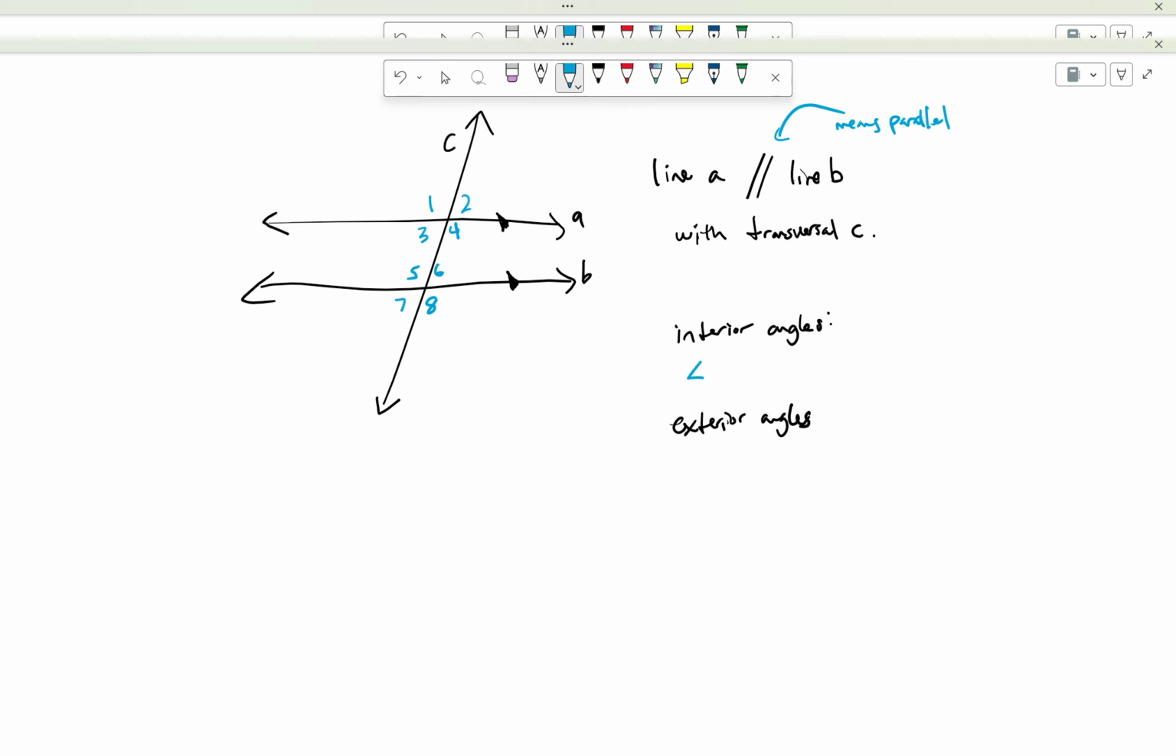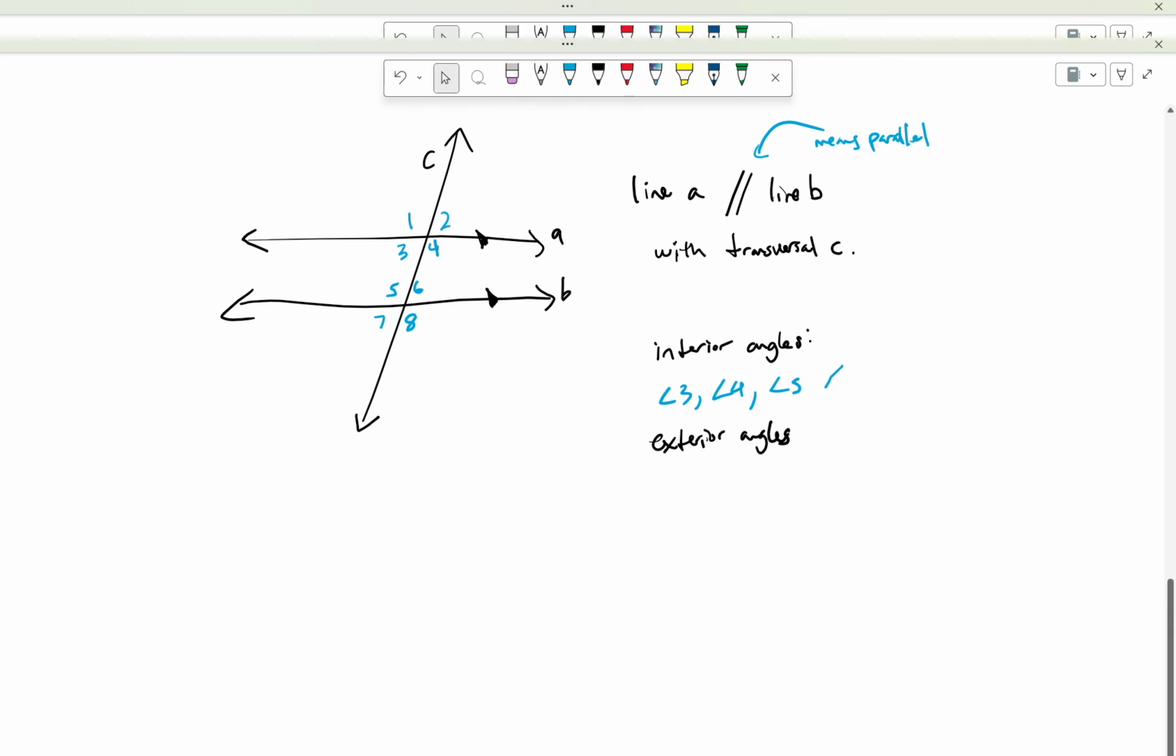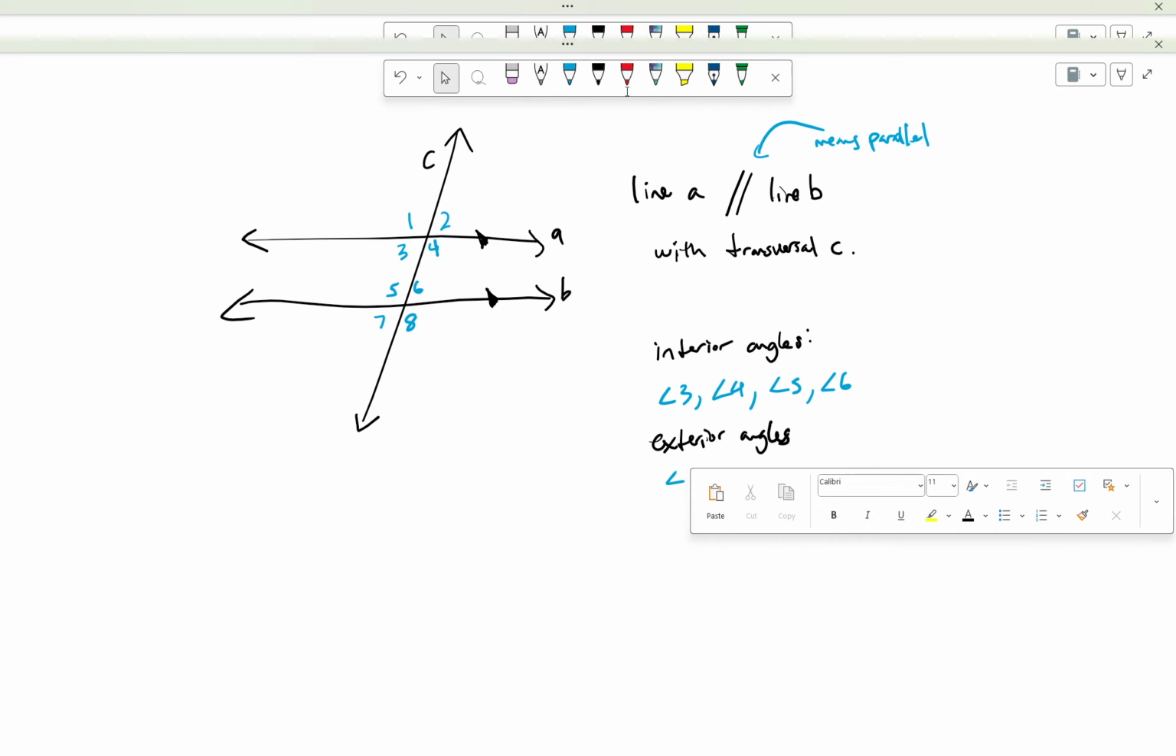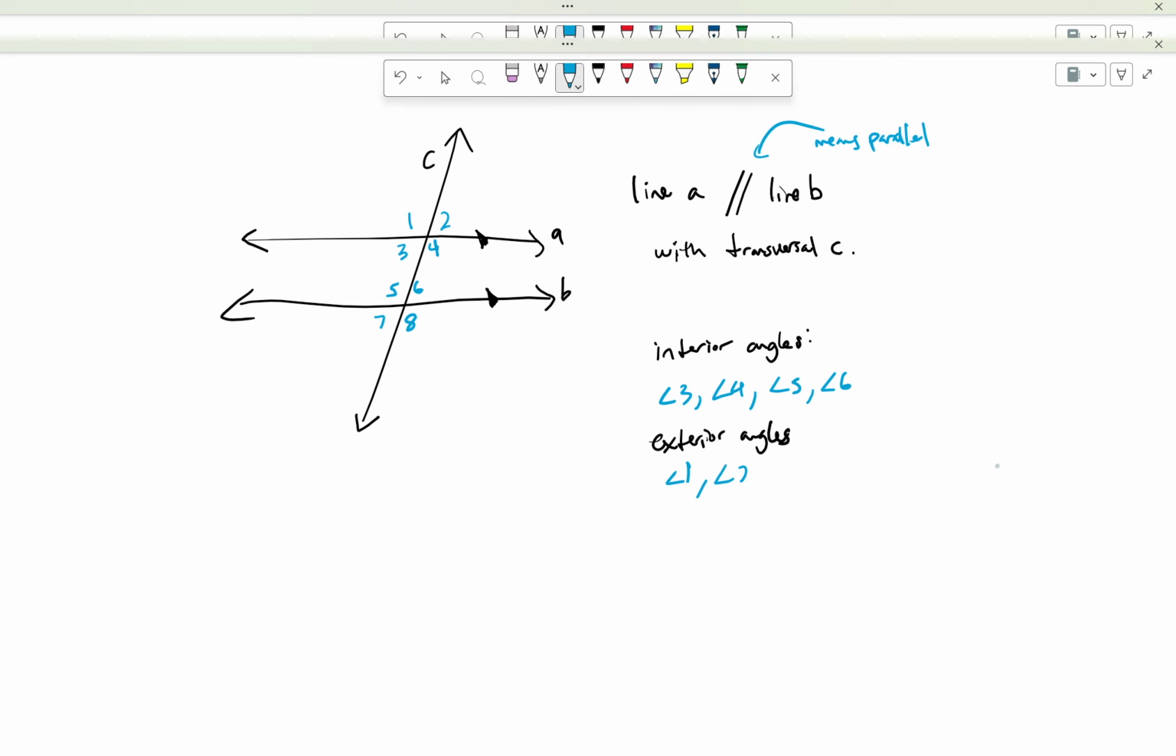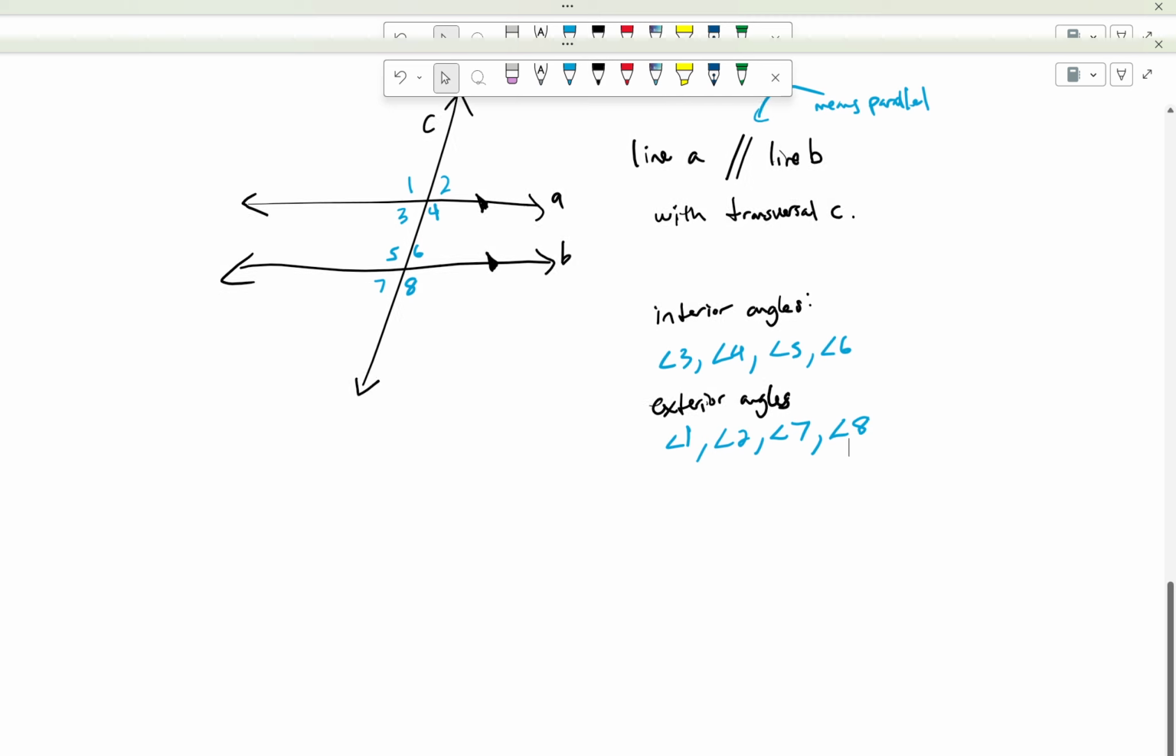Interior angles. We have angles of 1. Sorry, it's not 1. It's going to be these guys right here. These 4. They're inside. Angle 3, angle 4, angle 5, and angle 6. And then exterior, I have these 2 and these 2. Those are outside. So that's angles 1, 2, 7, and 8. Now there's 4 classifications. There's four ways for us to define angles.